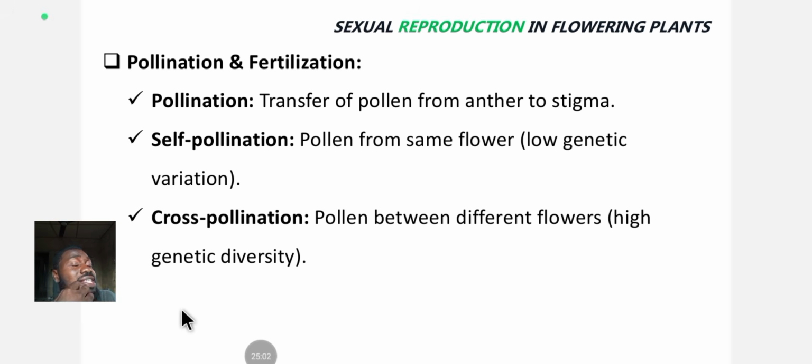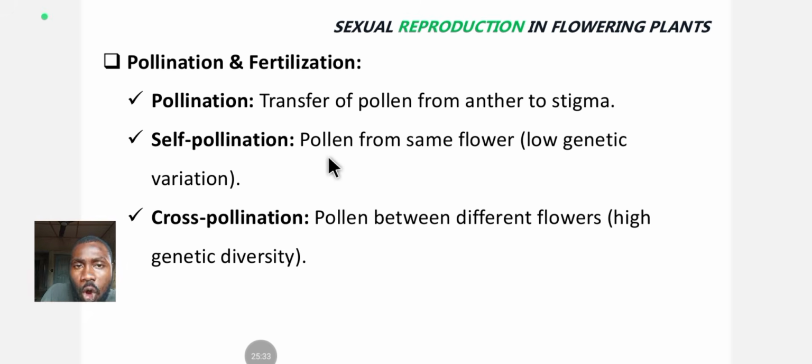Let's understand pollination and fertilization in plants. All right, so pollination, what is pollination? In layman's terms, the simplest definition you can get for pollination is the transfer of pollen or pollen grains from the anther to the stigma. We already discussed what anther is and what stigma is. Under pollination, we have two types: self-pollination and cross-pollination.